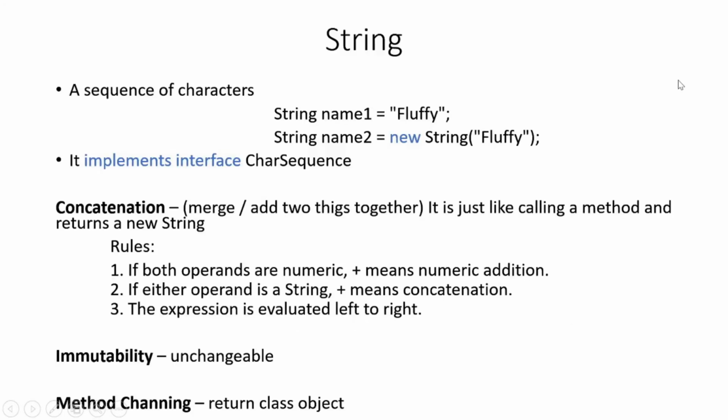A string is a special class and doesn't need to be instantiated with the new keyword. We can assign the string into the string variable just by the string value, and it is pretty nifty. String is a sequence of characters in the memory, and string implements the CharSequence interface.